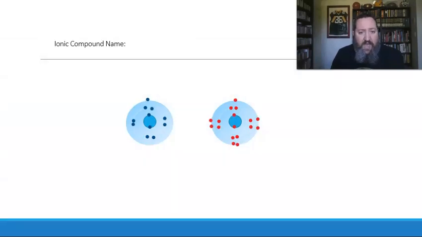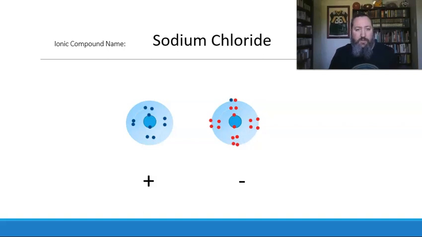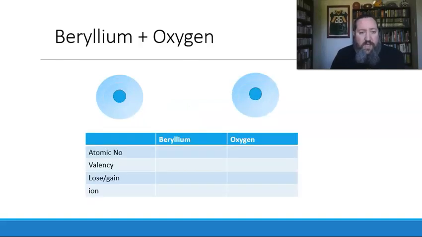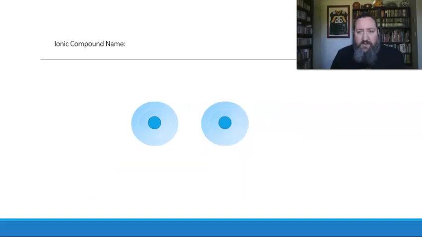So if we have these two here, we can see that now sodium's going to lose that electron, chlorine's going to gain it. Sodium becomes positive, chlorine becomes negative, they stick together and they form a compound called sodium chloride. You've got the examples here for magnesium and oxygen, you can work through those yourself, and beryllium and oxygen as well. So if you got stuck with those previously, hopefully the solutions to sodium chloride helped you out.